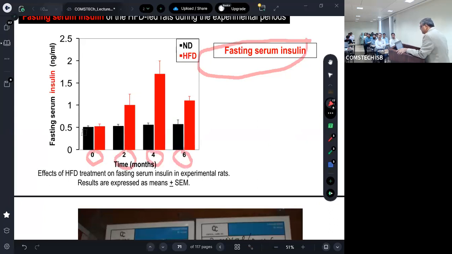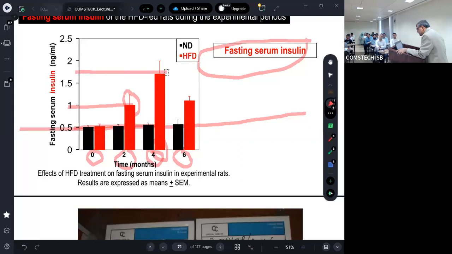The black line is the normal diet rat. You see here from 0 to 6, the insulin level is almost similar, not the same, but similar. But in the case of 2 month, the insulin level is just double. If it is 0.5, it is 1. In 4 month, the insulin level is 1.8. That means more than 3 times.